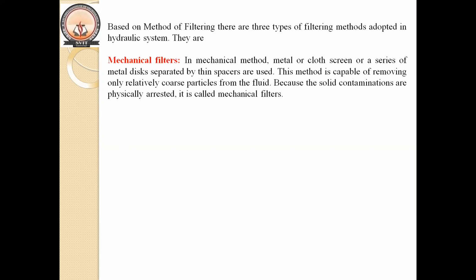In the mechanical method, a metal or cloth screen or a series of metal discs separated by thin spacers are used. This method is capable of removing only relatively coarse particles because the solid contaminants are physically arrested. It is called a mechanical filter.